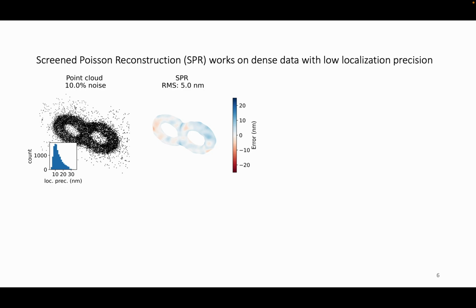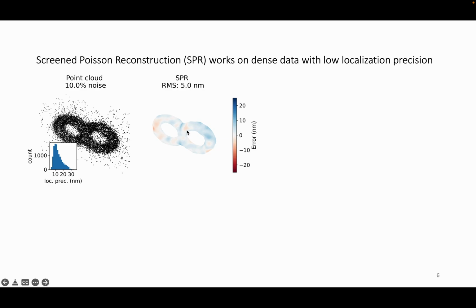What people have done before is they've used a method called screened Poisson reconstruction, which is the state-of-the-art method for reconstructing surfaces from point clouds, specifically from LiDAR data and 3D range scanning data. And when it's applied to a very dense SMLM data set where all of the points have a low localization precision, then you can get a pretty good reconstruction. So up here on the left, I've densely labeled a theoretical 3D figure 8, and to the right, you see its corresponding screened Poisson reconstruction, colored by the distance from the reconstruction to the theoretical surface.